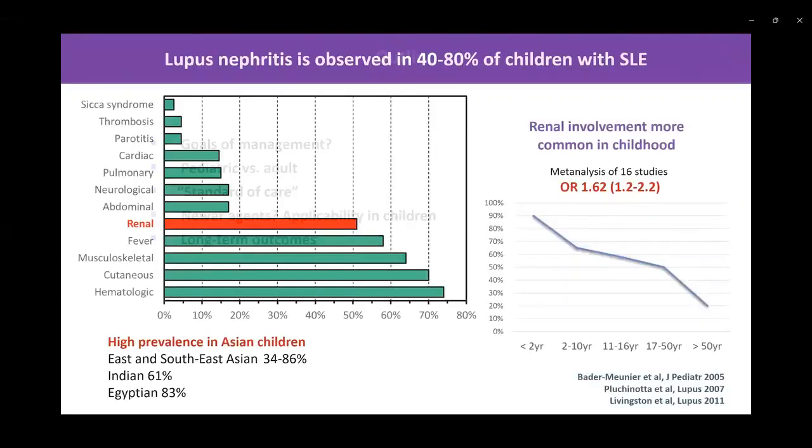Lupus nephritis is an important manifestation of SLE and is almost 2 times as common in childhood as compared to adults. It's observed in 40 to 80% of children and is prevalent in patients with East and Southeast Asian ethnicities.